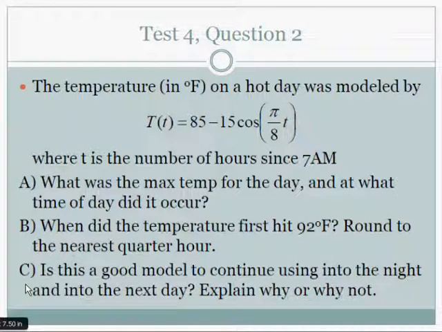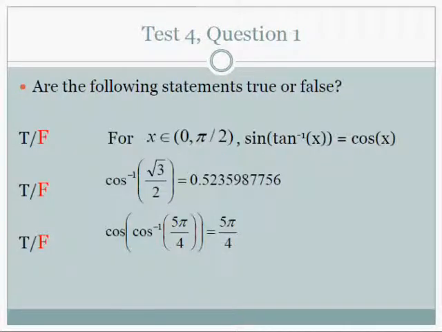Lastly, our third part was: is this a good model to continue using into the night and into the next day? I was hoping that students would look at the function and use some kind of quantitative support, either for or against the idea of continuing to use this model, even into the night and into the next day, as a continuous function. I was just hoping for some kind of explanation as to why or why not it would be a good idea. Anyway, let's go back to our first set of questions, our true-false ones.